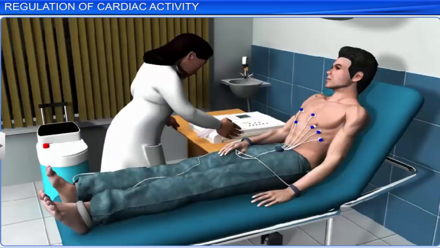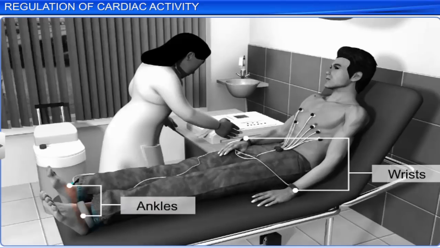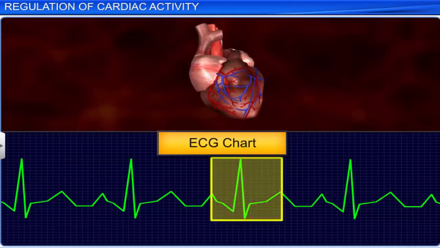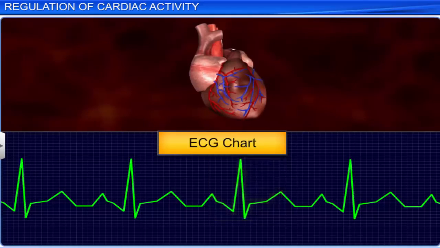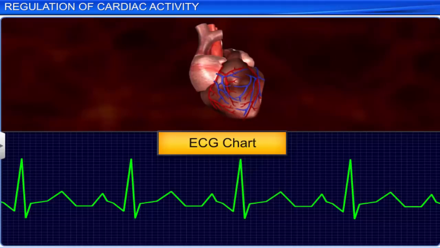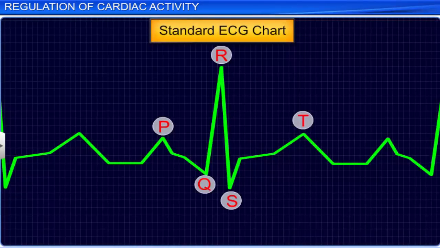An ECG is taken by attaching electrodes from the instrument to the patient at the wrists, ankles, and on the chest. An ECG captures the electrical activity of the heart due to atrial and ventricular contractions as voltage traces, which are represented by the letters P to T. A standard ECG should resemble this.